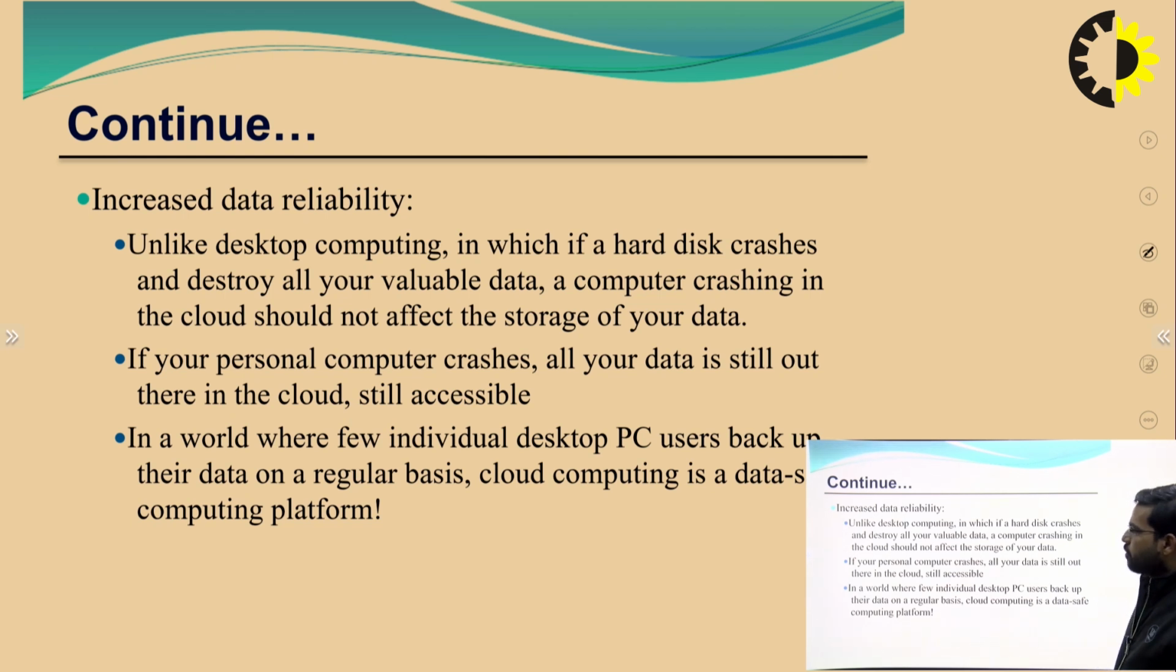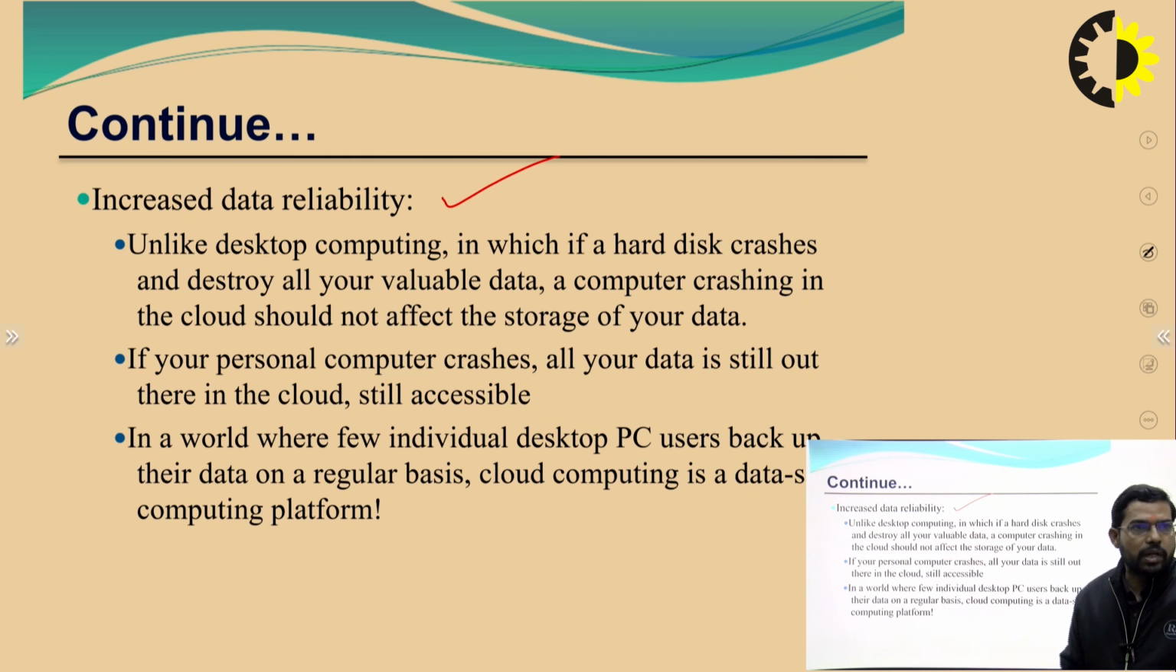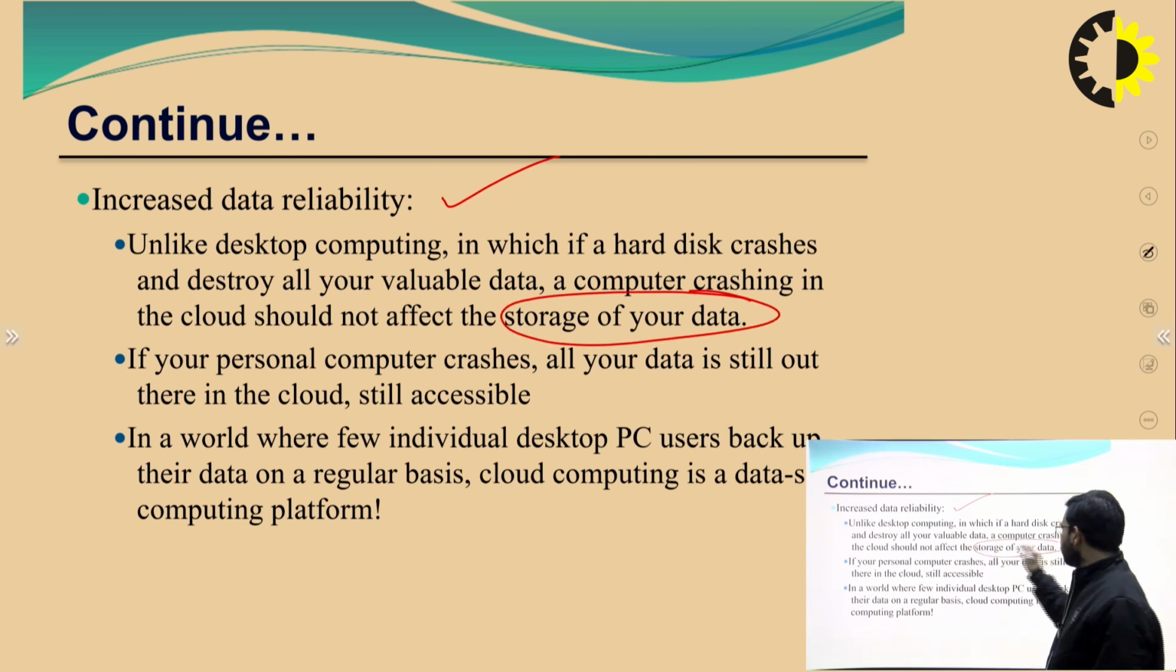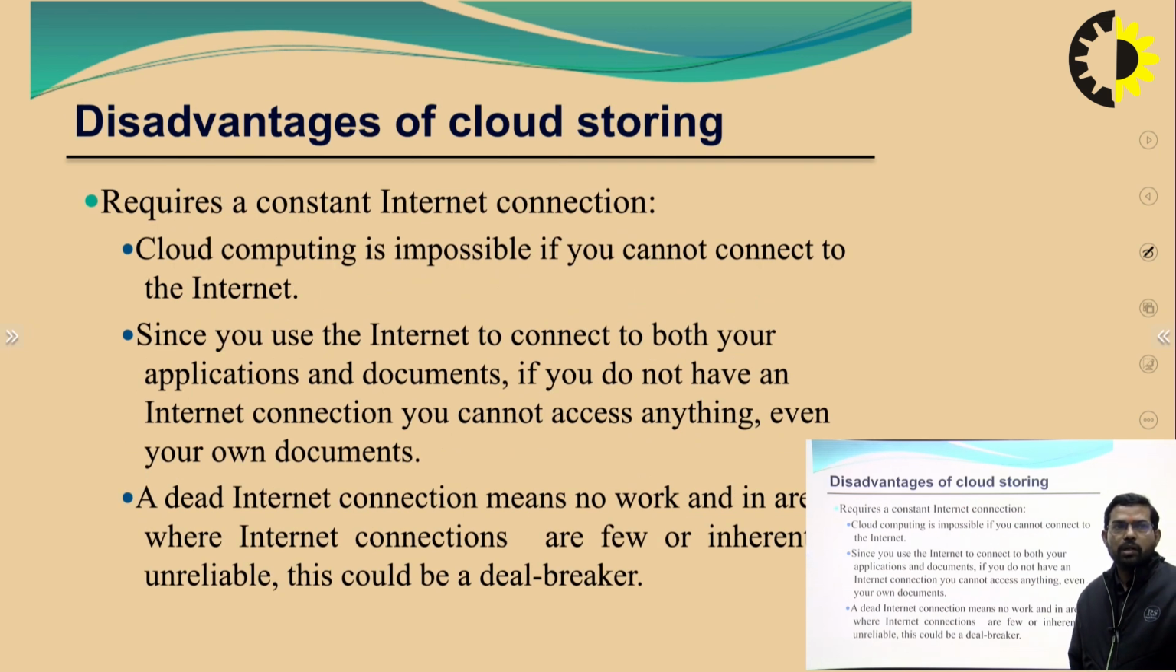Increased data reliability. Data is reliable on that particular site, unlike desktop computing in which a hard disk crash can destroy all the available data. But with Google Drive, a computer crash should not affect the storage of your data. If your personal computer crashes, all your data is still out there in the cloud, still accessible. In a world where few individual desktop PC users back up their data on a regular basis, cloud computing is a data-safe computing platform. So there are some advantages.